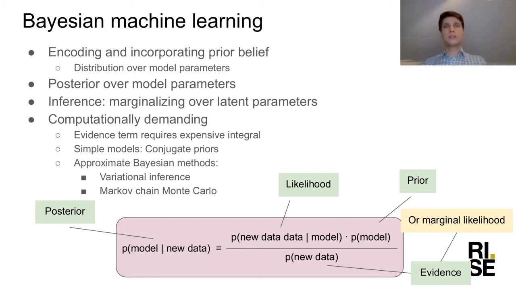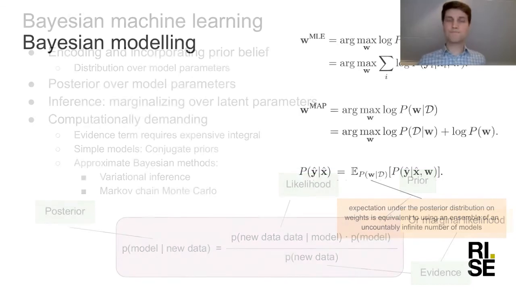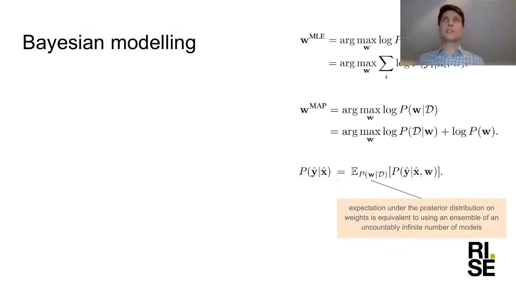Approximate Bayesian methods include variational inference and Markov chain Monte Carlo sampling to make these estimations. Right. So for some comparison here, on the top equation we have the weights as estimated by maximum likelihood, the MLE here. And then we're looking for maximizing with regards to W. We're maximizing the log likelihood of the model.